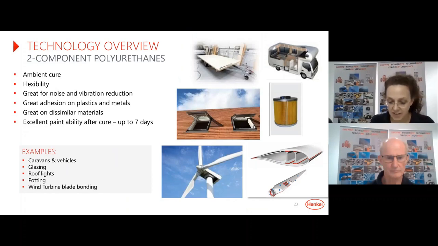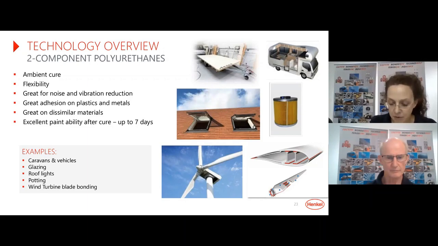We move on next to polyurethanes. And polyurethanes are a great balance between strength and flexibility. They're very, very good at bonding dissimilar substrates. So, for example, both metals and plastics. Polyurethanes do contain isocyanates, so you do need to ensure that you've got appropriate ventilation during application. And they cure via moisture, so you do need to make sure that they're stored appropriately.